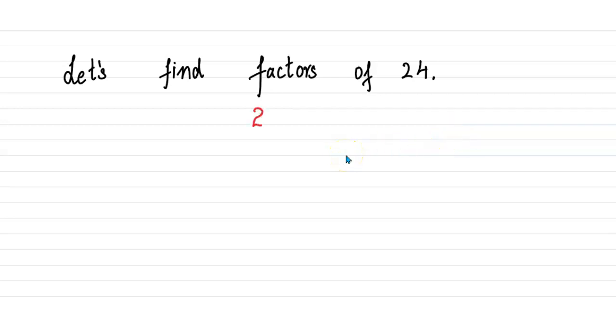Let's find out the factors of 24. So we are going to write down the first factor, which is the factor of every number, and that number is 1. So 1 times 24 we get 24. So these are the first two factors of 24.